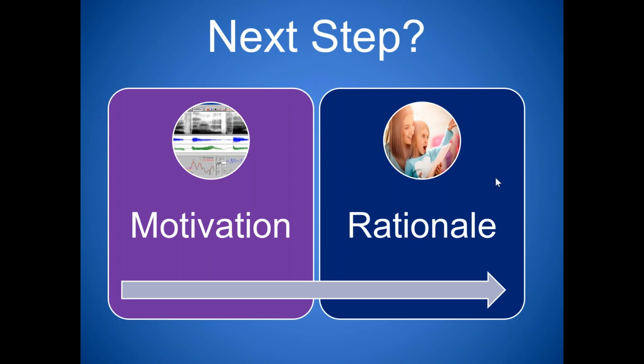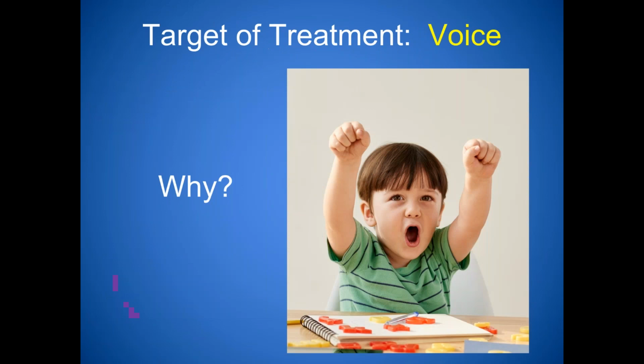So I'm going to take you through sort of our next steps of thinking with what we saw with the case study, and where do we take it next? What kinds of things could we do in terms of this type of treatment with kids who have cerebral palsy or kids who have Down syndrome and motor speech disorder? So I'm going to walk you through our motivation as well as our rationale.